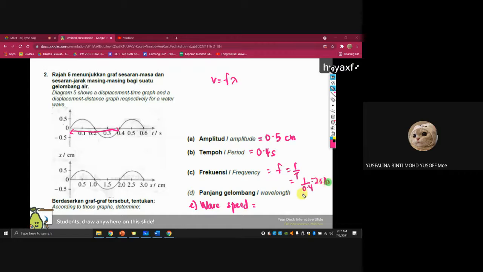Then how about the wavelength? For the wavelength, we take the displacement against distance. From here to here, still two semicircles, so the lambda here is 2 cm. Now the wave speed, V is equal to F lambda. F is 2.5 and the lambda is 2 cm. So 2.5 times 2 is 5 cm s^-1. So that's the answer. Very good. Let's move on to the next one.